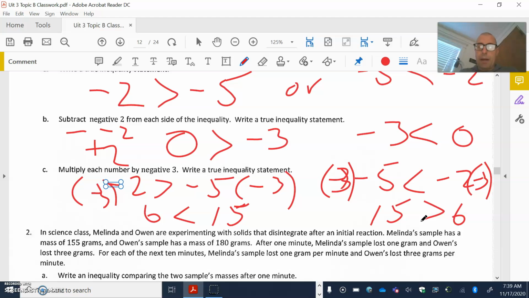So the theme that we're getting away from here is what we saw in our notes: if you add or subtract, you will never mess with the inequality symbol. If you multiply or divide by a negative, you're going to flip your inequality symbol. And that's the theme. Add or subtract, positive, negative, we don't care. It's going to preserve the inequality symbol. But if you multiply or divide by a negative, then you're going to flip that inequality symbol.